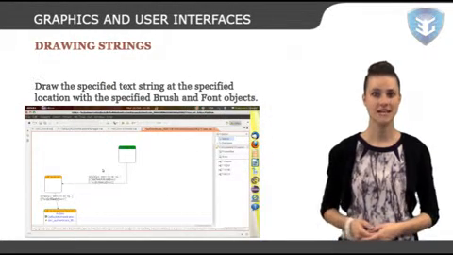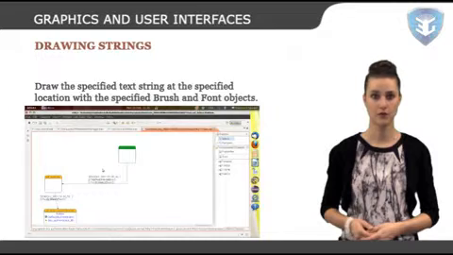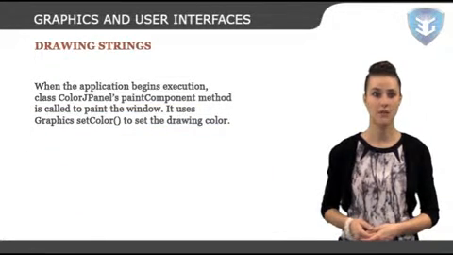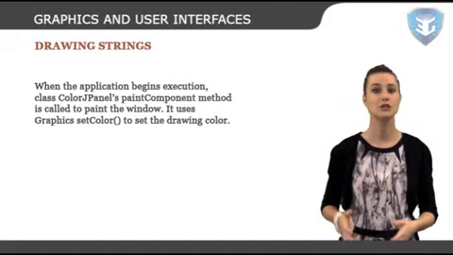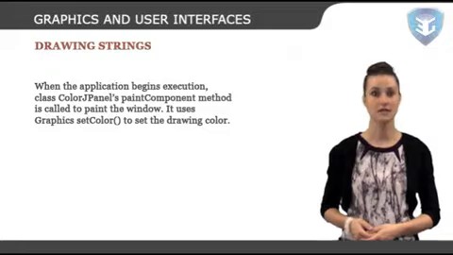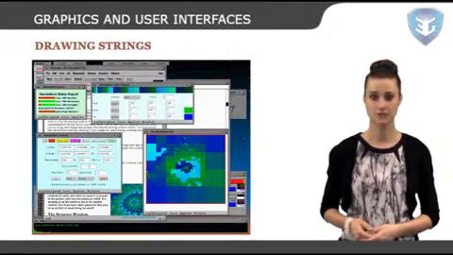Draw the specified text string at the specified location with the specified brush and font objects. This member is overloaded. When the application begins execution, class ColorJPanel's paintComponent method is called to paint the window. It uses Graphics method setColor to set the drawing color.